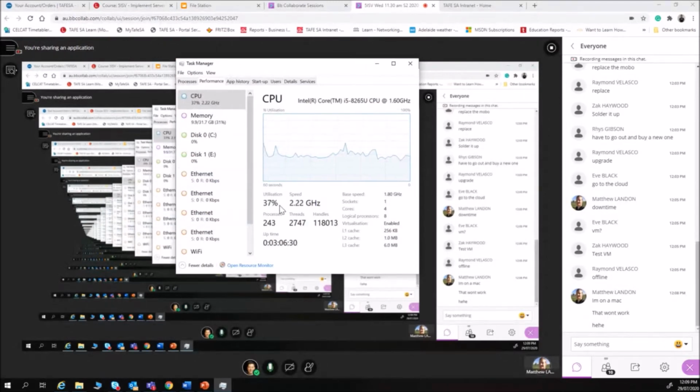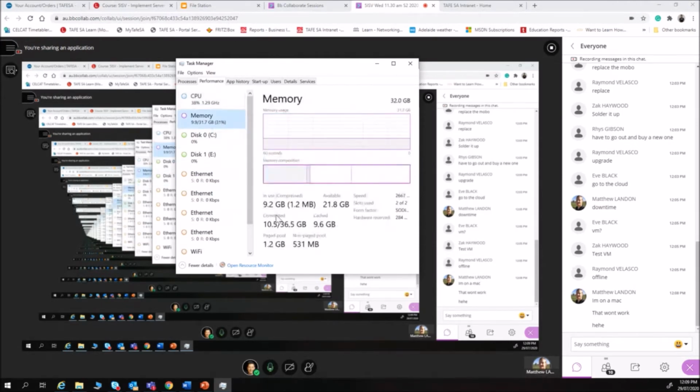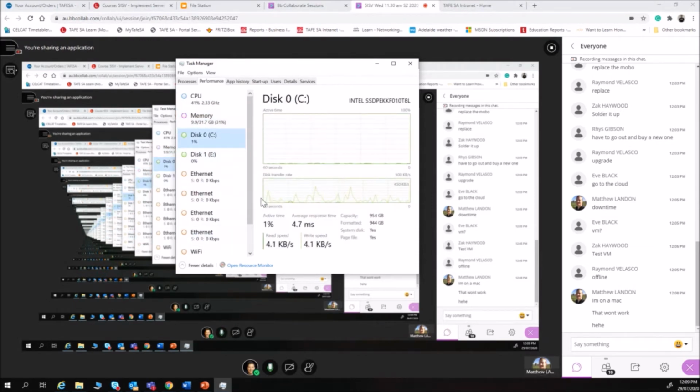But you can see right now, even though I'm using this computer, probably more so than normal because I'm doing a live collaborate class with you guys, I'm only utilizing 30% of the CPU. If I'm looking at my memory, I'm only at probably one third utilization. If I'm looking at the disk, it's not much activity at all. Ethernet, yeah.